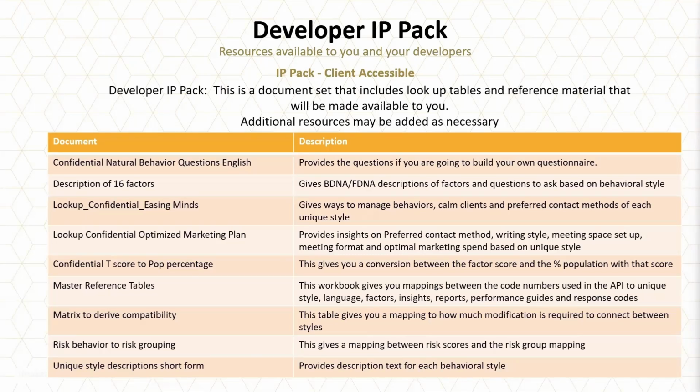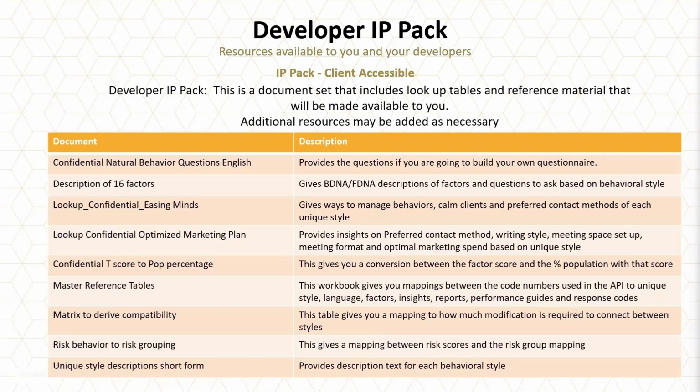This one's super important. You'll also have a description of 16 factors, which will give both business DNA or financial DNA descriptions, depending on the API pack that you've purchased. You'll have lookup of confidential easing mind. So here you're going to have ways to manage behaviors to calm clients and their preferred contact methods. Now, this isn't available in the API, but knowing the client style, you'll be able to do this lookup in this documentation if you wanted to add those additional insights.